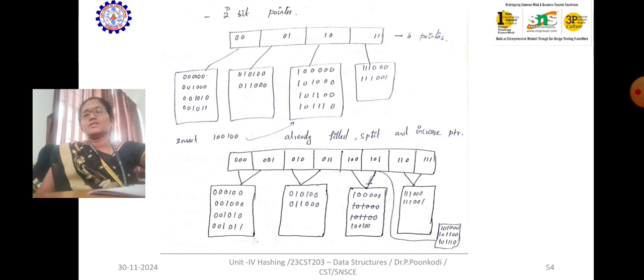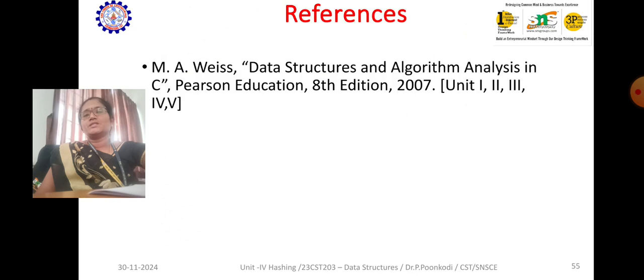When it goes for bucket extension, since we are trying to store here in this bucket, we need to divide this one alone. If the value starts with 100, it will be stored in this bucket. When the value starts with 101, it will be stored in another bucket. In this way, we go with extendable hashing. Extendable hashing is nothing but extending the buckets alone. This is the reference book.